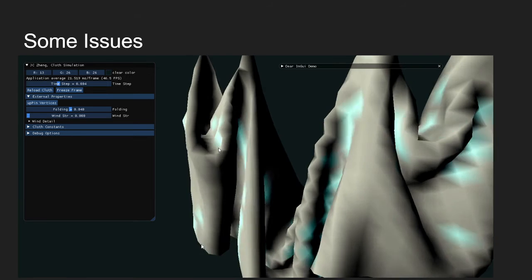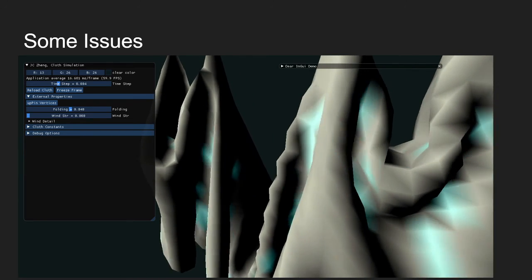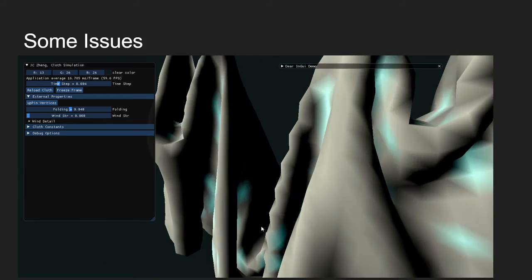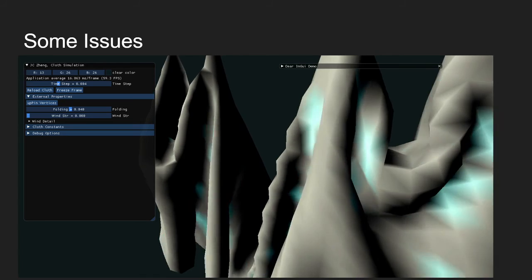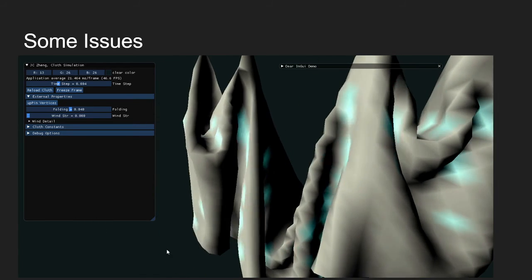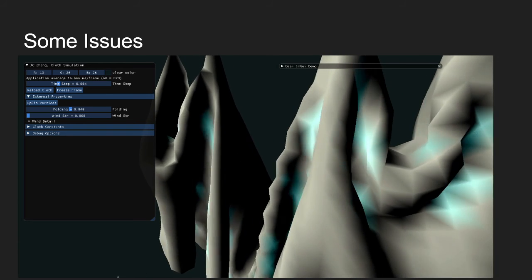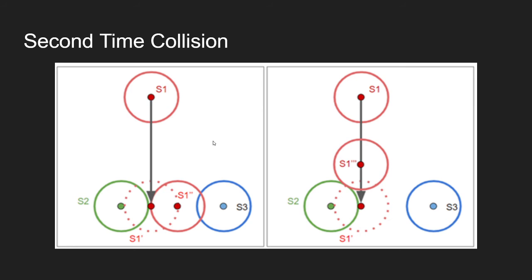But what I wanted to talk about is that there are some very serious issues. When I push the cloth to a very complicated situation like this, you can see that the vertices are oscillating, and it took me a while to figure out what actually made this happen. The conclusion is that what makes this happen is the second collision.